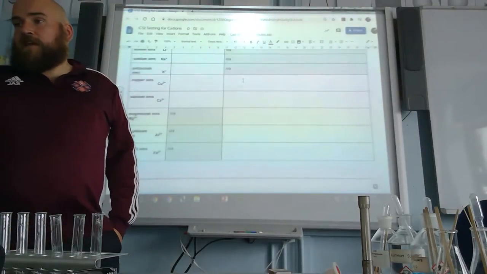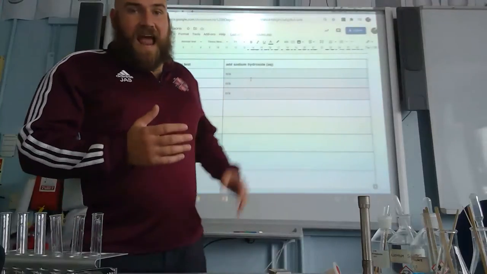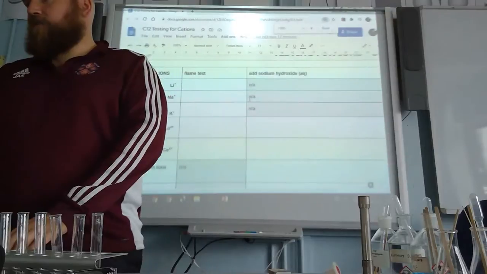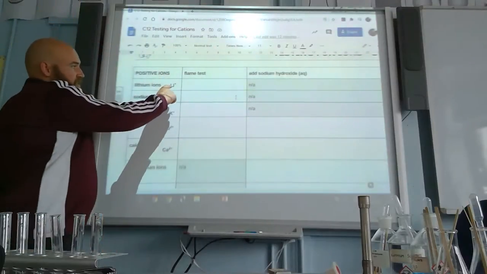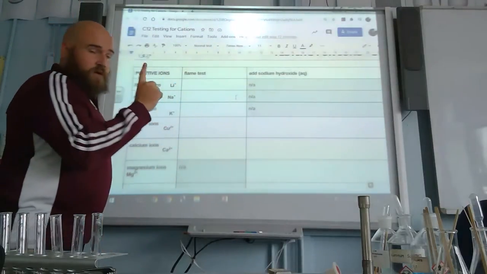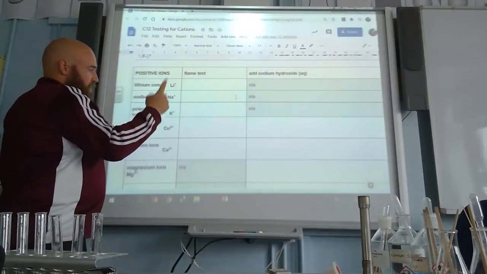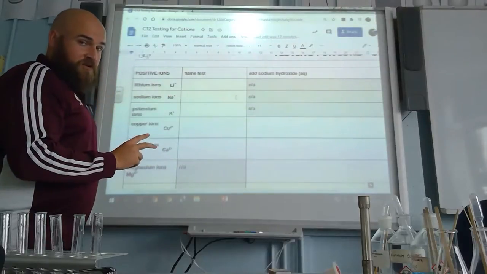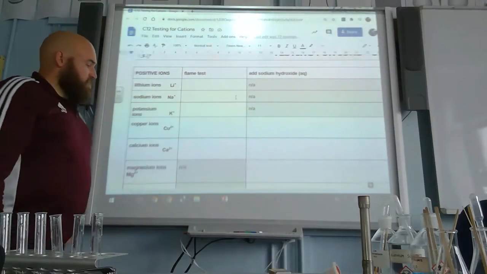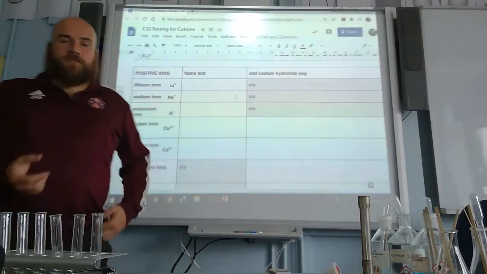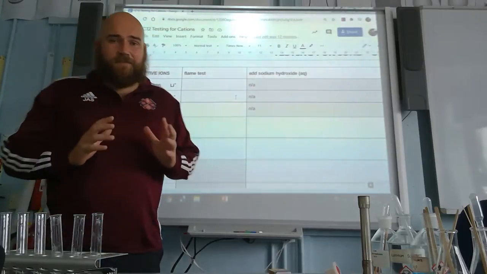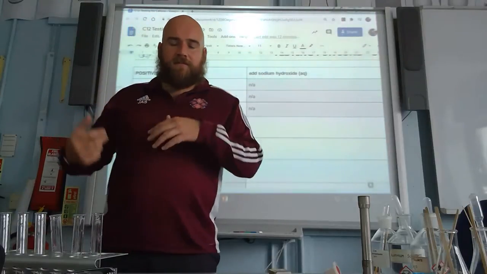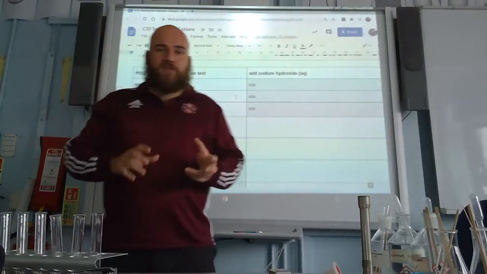So, quick recap: a positive ion is an atom which has lost an electron. If we have a look at some of the ions we're going to be testing, we've got a lithium plus ion, which means it's lost one electron, sodium plus one electron, potassium plus one electron, copper two plus, which means it's lost two electrons, and calcium two plus, which means it's lost two electrons. But again, a positive ion is a metal atom, because the metals lose electrons and the non-metals gain them, that has lost electrons.